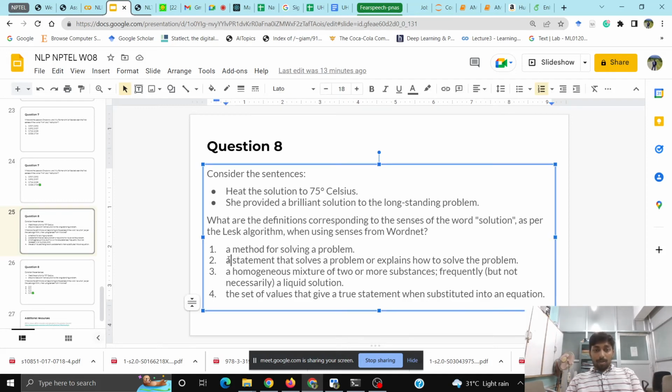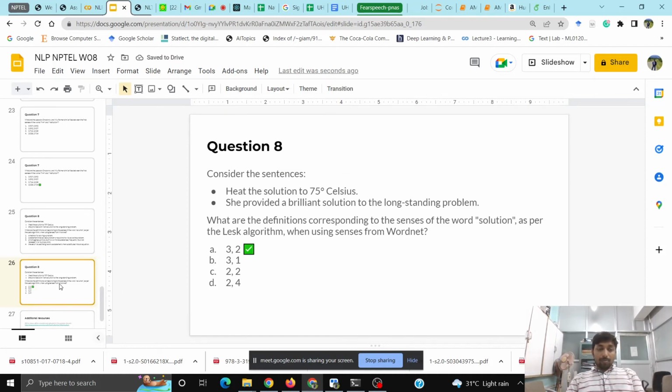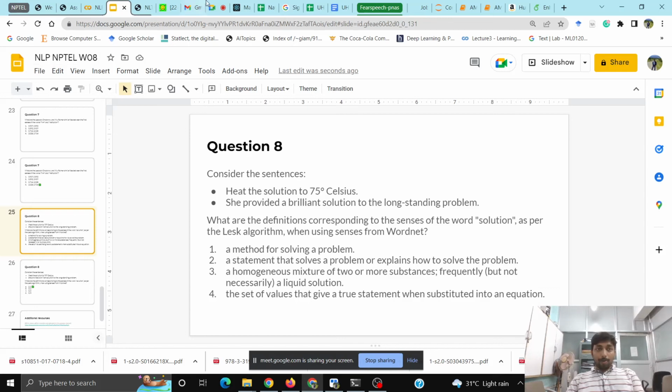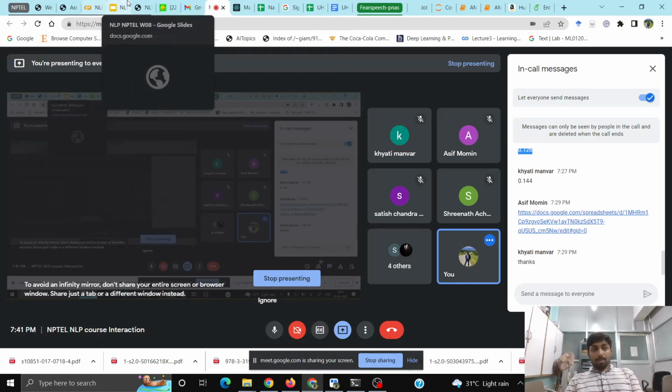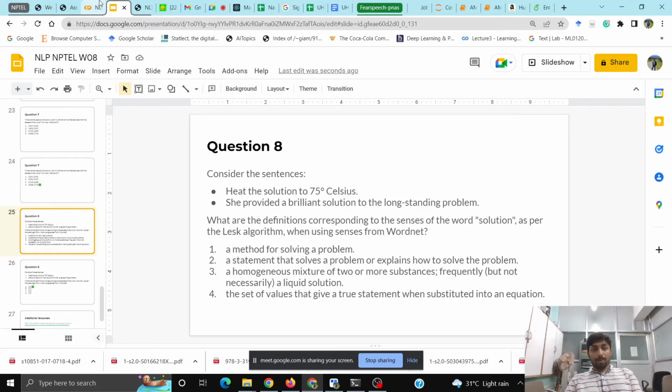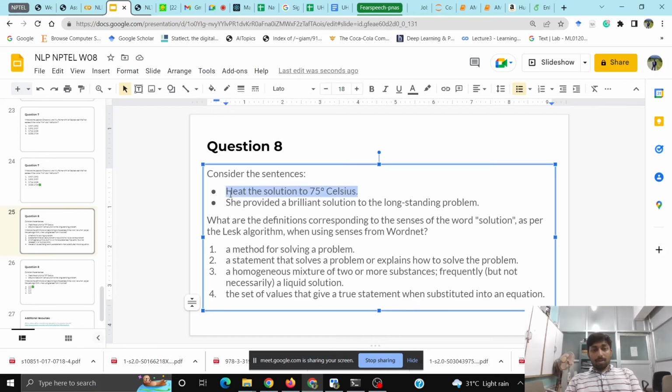So the first one will be a statement that solves a problem or explains how to solve the problem, and the second one will be a homogeneous mixture of two or more substances. So 2, 3, and 2 will be the correct option. Did you get my point? What you have to do is try to see which of the definitions actually hold. You will get all the senses from here, and then try to see in the sentence what are the definitions that hold.